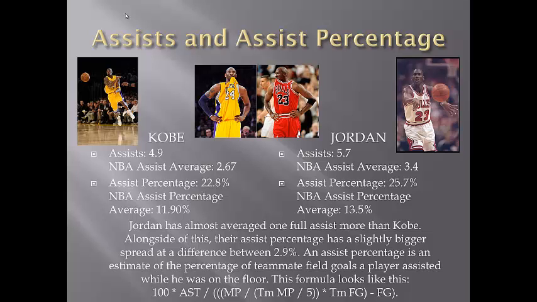An assist percentage is an estimate of the percentage of teammate field goals a player assisted while he's on the floor. This formula looks like this. It's 100 times the assists of the player divided by the minutes played, divided by the team minutes played, divided by 5 because of 5 people on the court. That times the team field goals minus the field goals of Kobe, or the player.